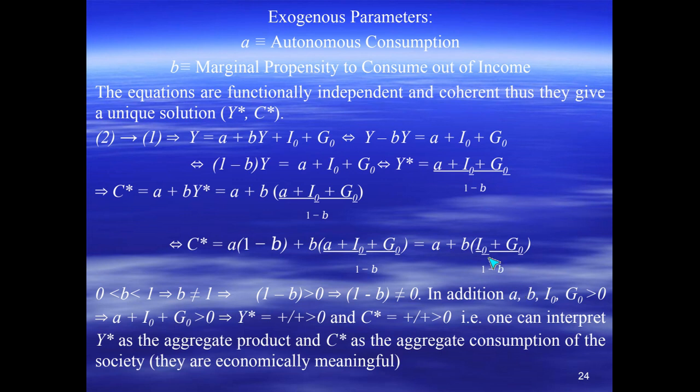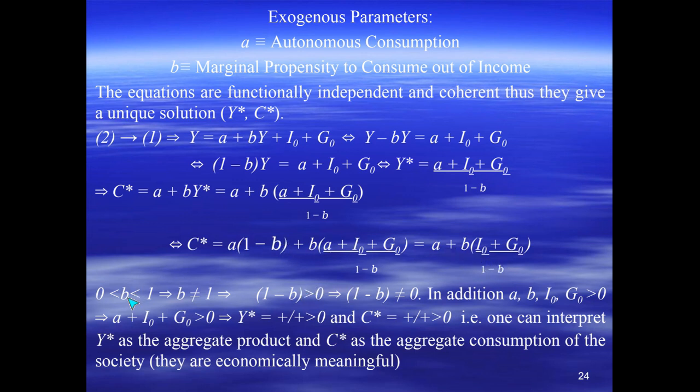There's a mistake here. I will correct it before distributing this presentation to you. I cannot correct it in the record, but I can correct it in the presentation. You should consider this division line as covering the whole expression, not just part, and 1 minus b is the common denominator.